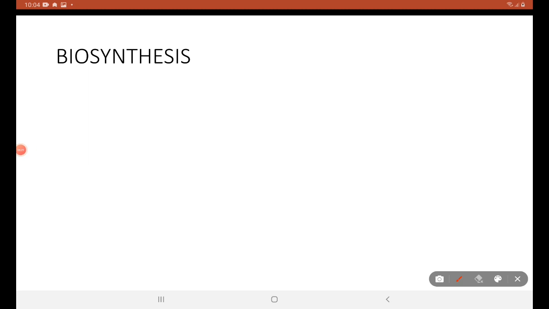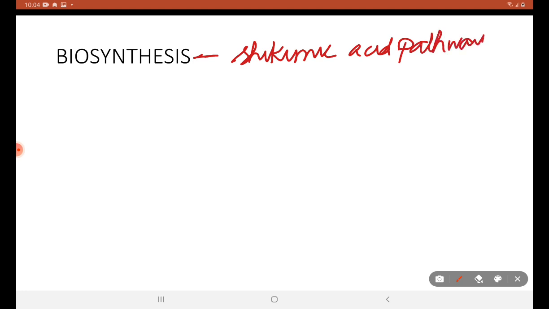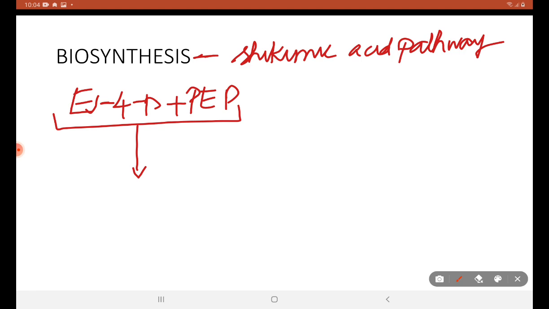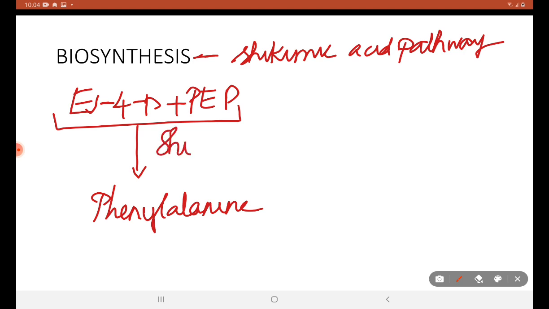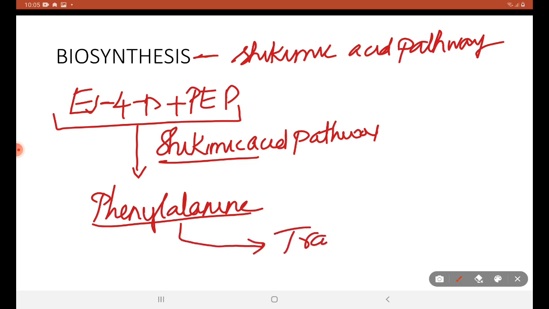Biosynthesis of phenolic compounds. Phenolic compounds are generally synthesized from the shikimic acid pathway. The shikimic acid pathway converts simple carbohydrate precursors, erythrose 4-phosphate plus phosphoenol pyruvate, to phenylalanine. Phenylalanine is converted into transcinnamic acid.